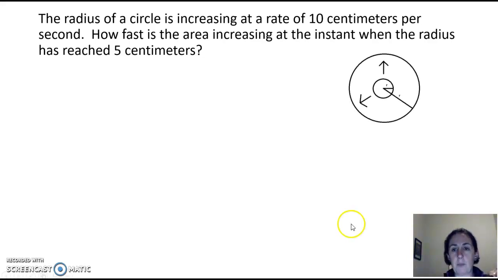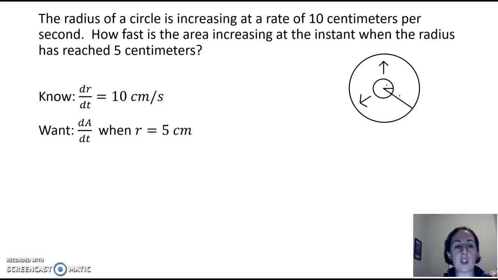So we'll start by drawing a picture. We've got a small circle that is increasing. This radius is getting bigger and bigger. As you can see, the area of this circle is a lot smaller than the area of that circle, so the area is changing as well. So we know that the rate at which the radius is changing with respect to time was 10 centimeters per second. We want to know the rate at which the area is changing with respect to time when the radius is 5 centimeters.